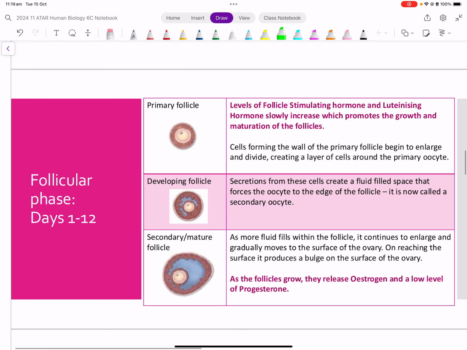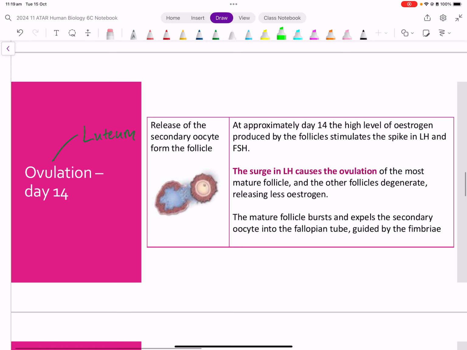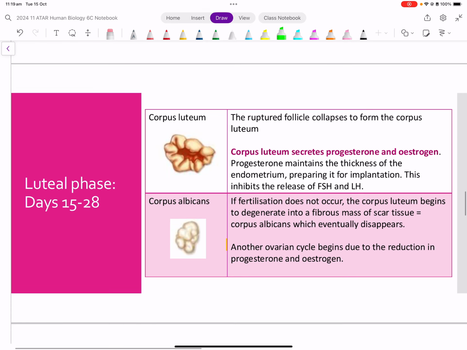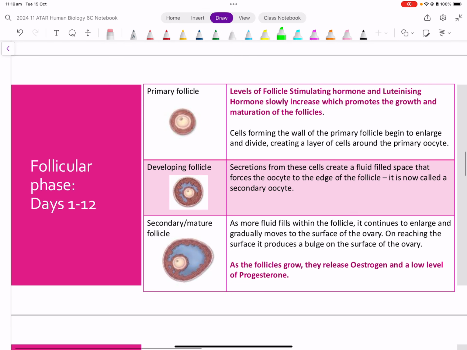So what we're going to look at today are three key stages present within the ovarian cycle. Number one is the follicular phase. Number two is ovulation. And number three is the luteal phase. So starting at the top here, we're going to look at each of the follicles found throughout the follicular phase. To start us off, the primary follicle. This is what I've highlighted in green on the last slide, so we'll keep it consistent there.